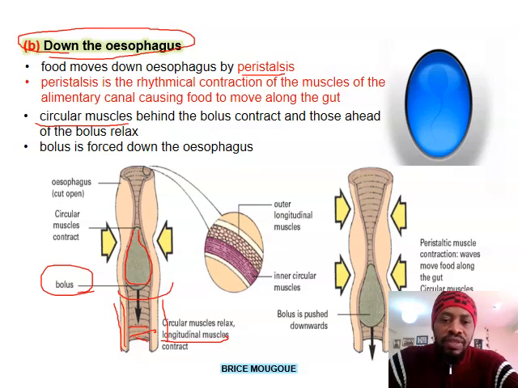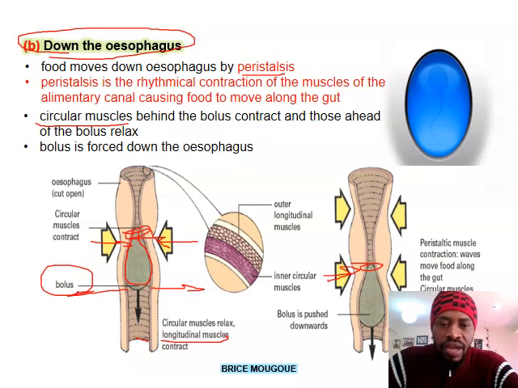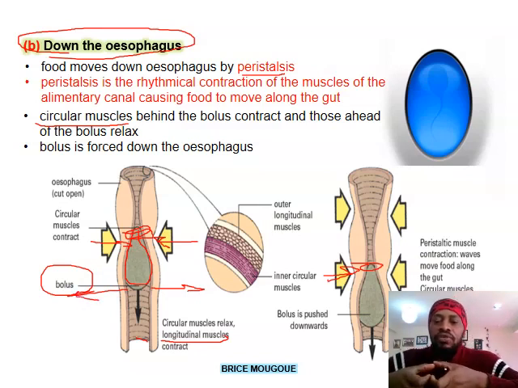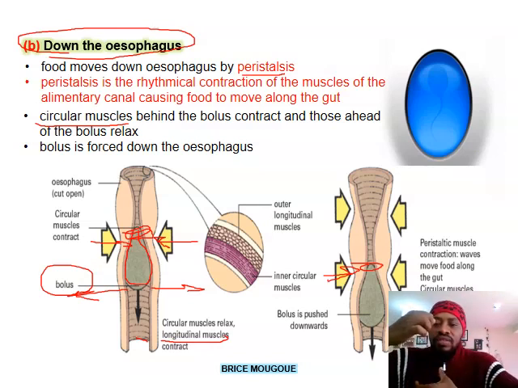As the food is moving down, for it to go downwards, the circular muscles which are found at the back here, at the back of the bolus, will contract. That's why you see the arrows are moving inwards. The circular muscles at the back will contract. Meanwhile, the circular muscles at the front of the bolus will relax, such that at the front the esophagus widens, at the back the esophagus contracts.